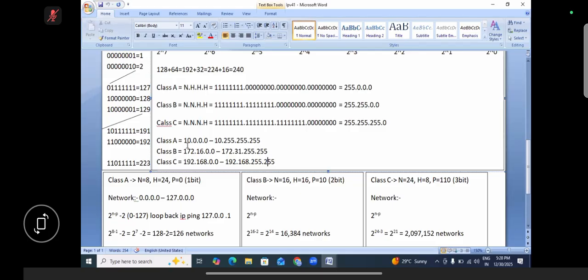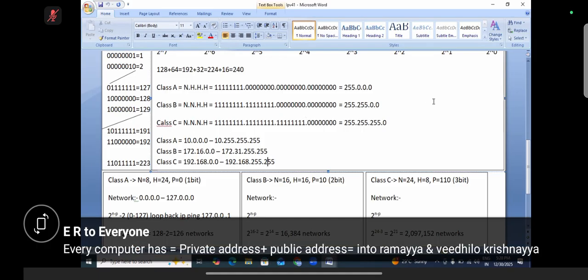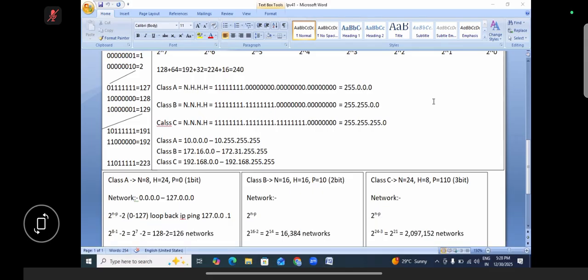Yes, no. So they are providing the range, and we are going to use that range to deploy the network. Every computer has a private address and a public address.